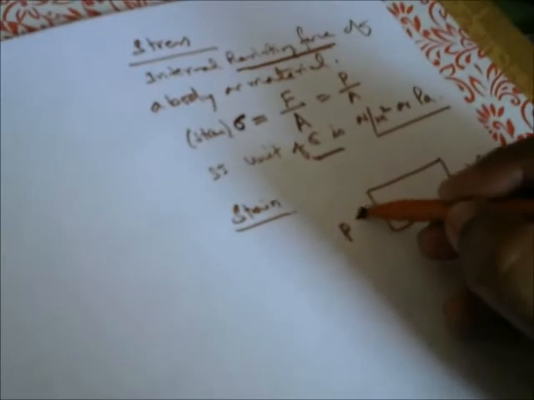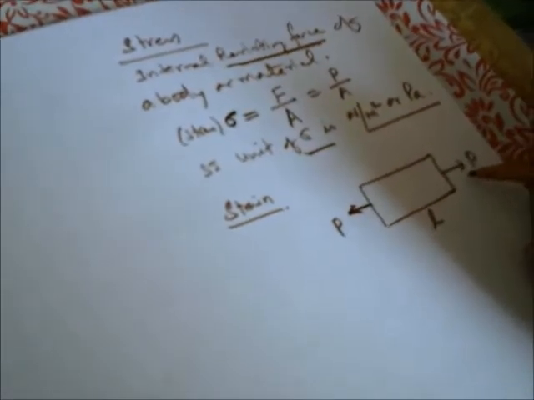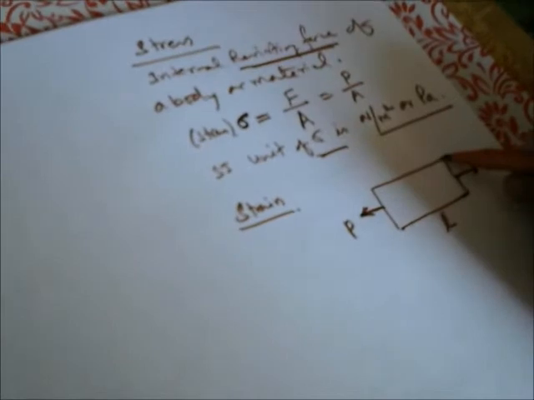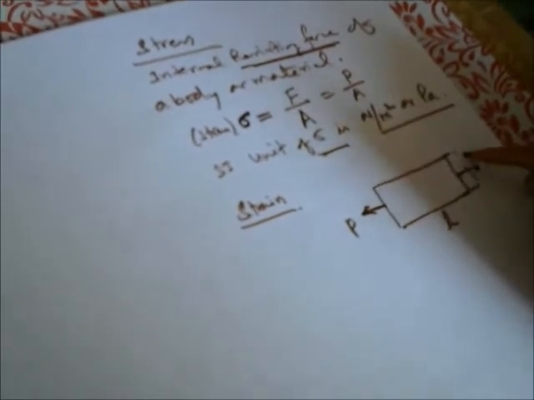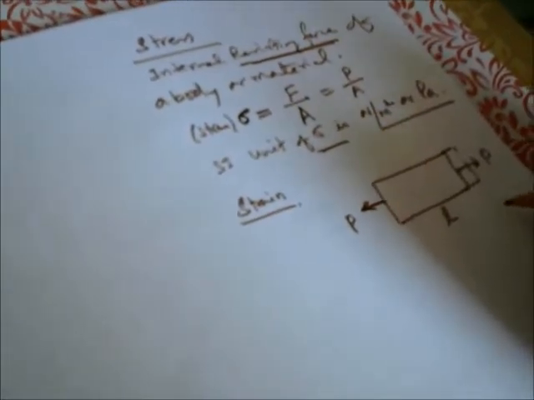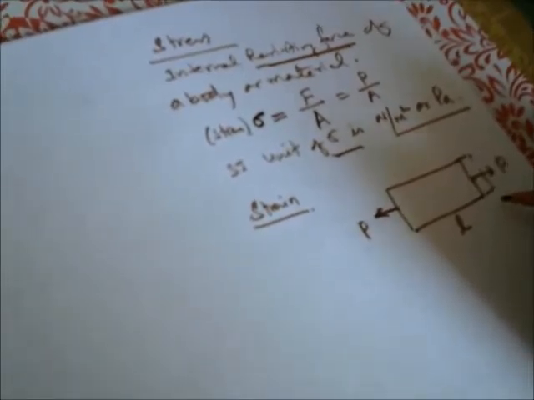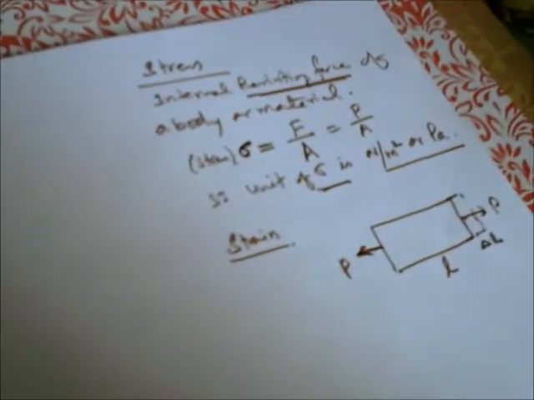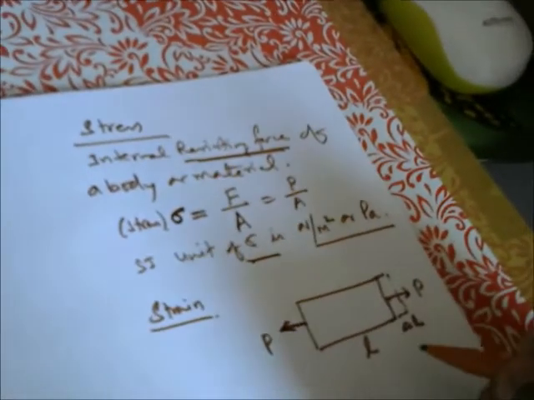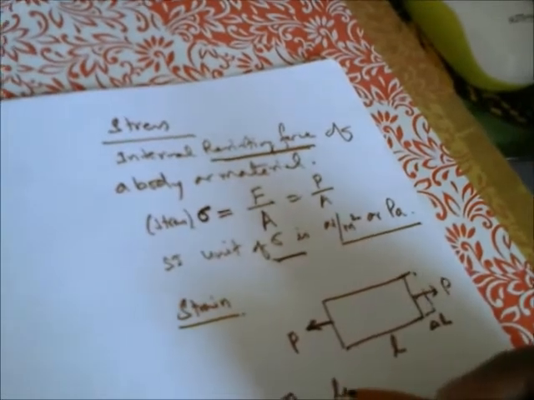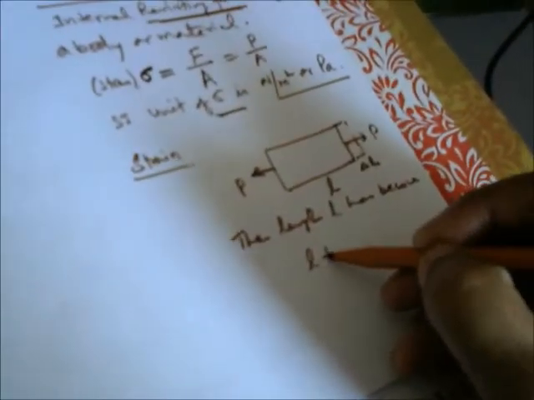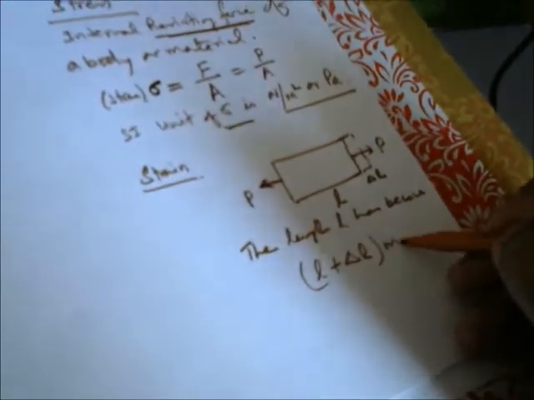Similarly here, if you have applied the tensile load, it means you are pulling it. That pulling action will make its length change. Suppose some delta L change has occurred. So after applying the load, the length L has become L plus delta L meter.